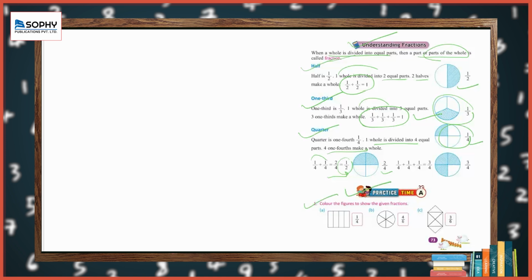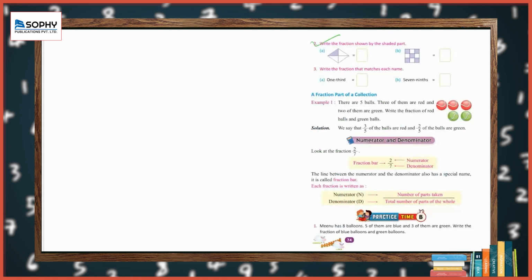Now practice time A, students. In the first one we have to color the figures to show the given fraction. Now first part 1 by 4, that means, very good students, we will shade the first portion. That's how you have to complete it. In the next one we have to write the fraction shown by the shaded part, that is, very good students, 1 by 4. We have to write the fraction that matches each name, that is, very good students, 1 by 3.